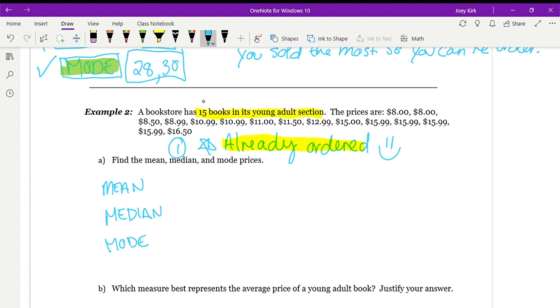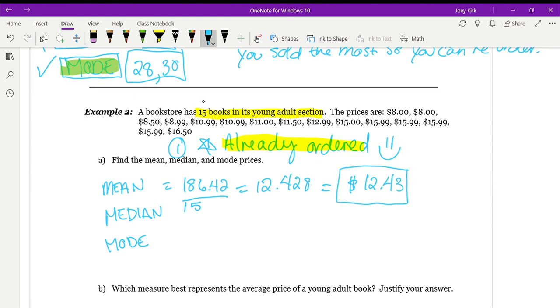The mean, if we were to total everything up, we are going to get 186.42, and we're going to divide it by the 15 books that we have, and so that's going to be 12.428, and if we round that, we're going to get approximately $12.43. Remember that you're going to match the decimal to how many the question has. Also, if it's money, you can't have 3 decimal spots, right? So match decimal to data, however many your data has, and then make sure you're including units, okay? Because you are looking now at a mean price.